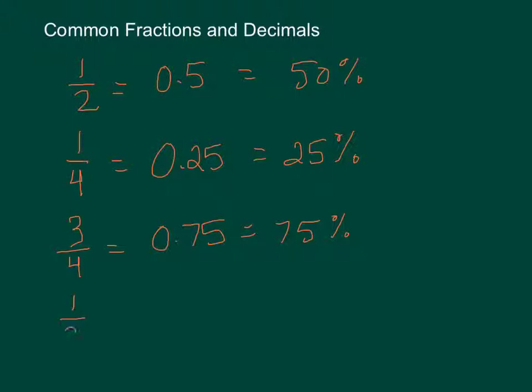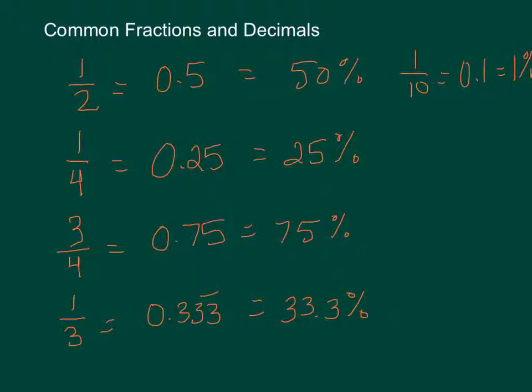If I have 1/3, this one's still pretty common, a little bit less. I have 0.333 repeating, or 33.3%. If I have 1/10, I know that I have 0.1 or 1%. Sorry, 10%. So those are kind of the common ones.